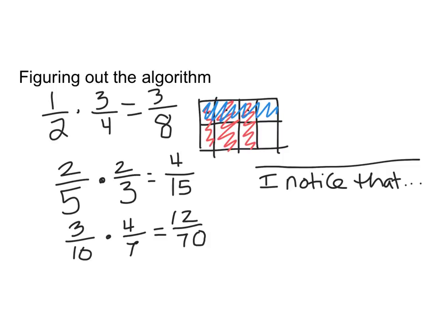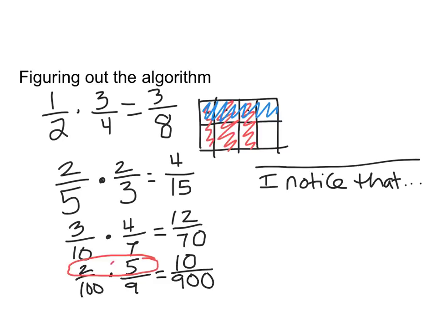And I noticed that 1/100 times 5/9 gives me 10/900. The pattern that we're looking for here is that the numerators, 2 times 5, give you the numerator of the answer, the product, and the denominators multiplied, 100 times 9, give you 900. That gives you the denominator of the answer.